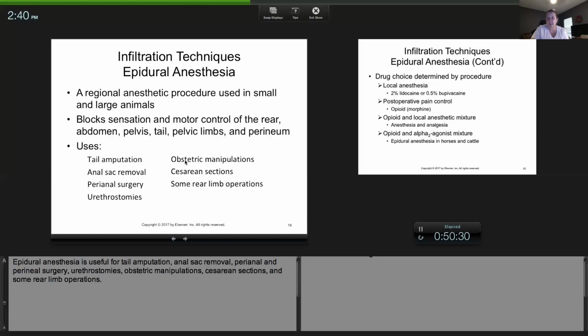Urethrostomy, if we have to cut into the urethra. C-sections. Obstetric manipulations. Do you have to pull out a calf? If you do an epidural, it may relax the muscles, make that easier.